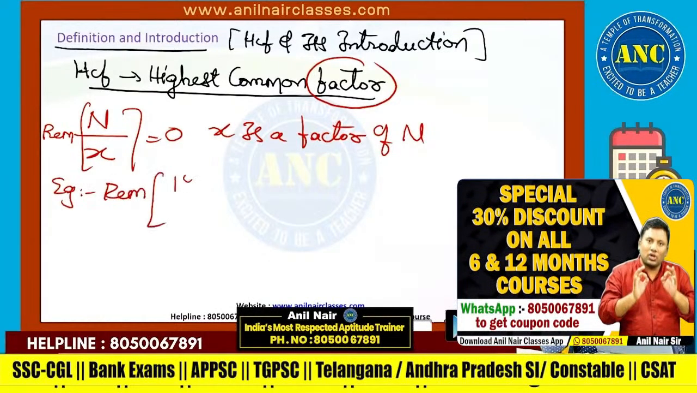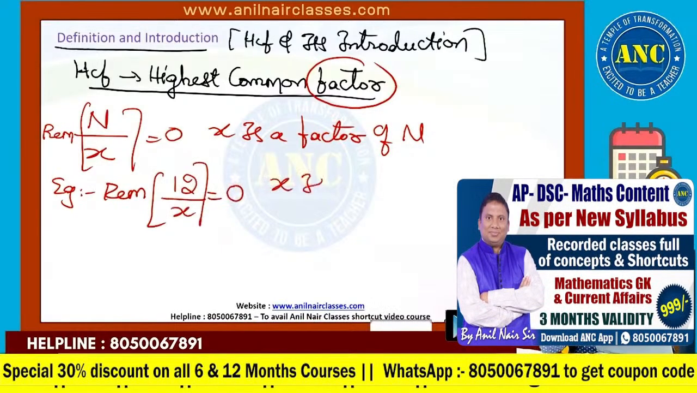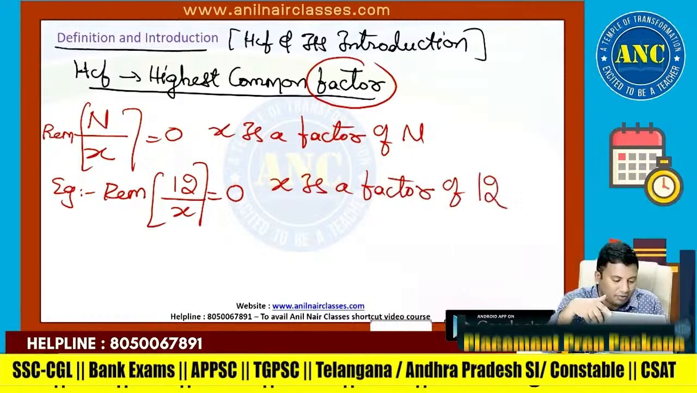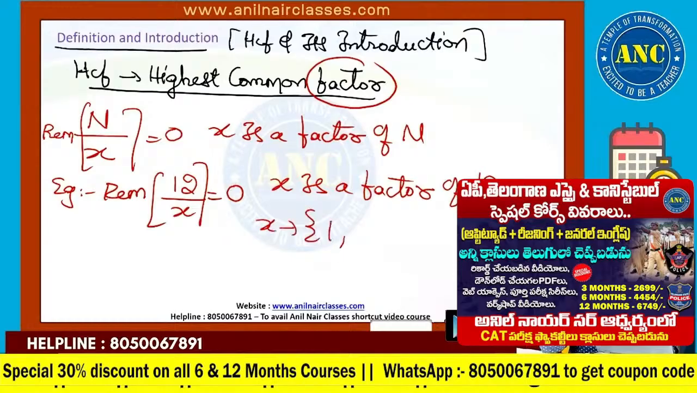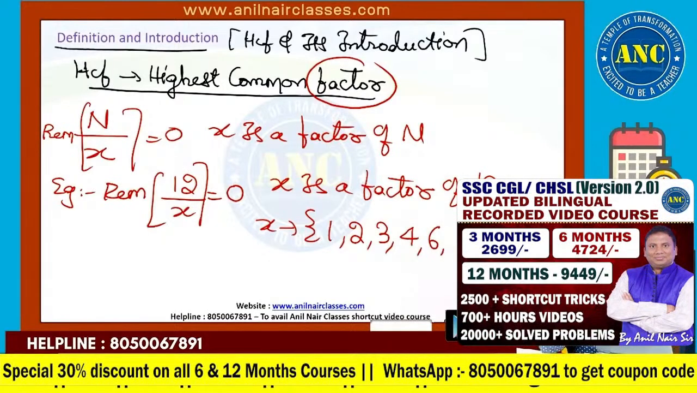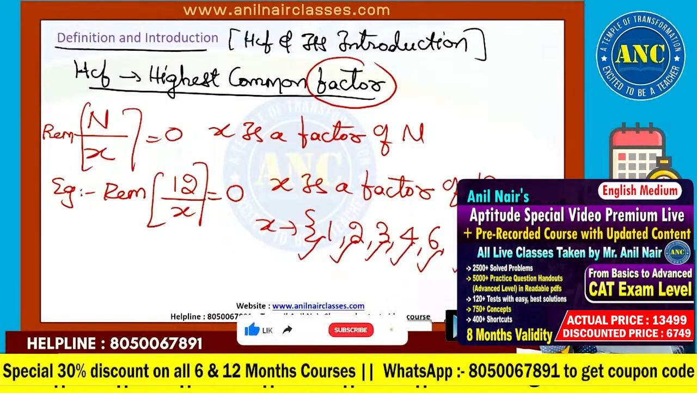For example, the remainder when 12 is divided by x is 0. So the meaning is x is a factor of 12. What are the factors of 12? 1 is a factor of 12, 2 is a factor of 12, 3 is a factor of 12, 4 is a factor of 12, 6 is a factor of 12, and 12 is also a factor of 12. So what are the values that x will take? 1, 2, 3, 4, 6, and 12.